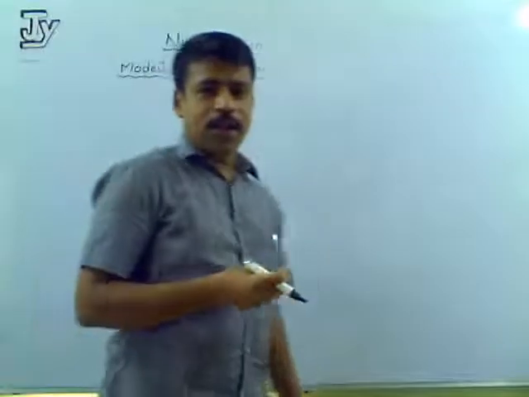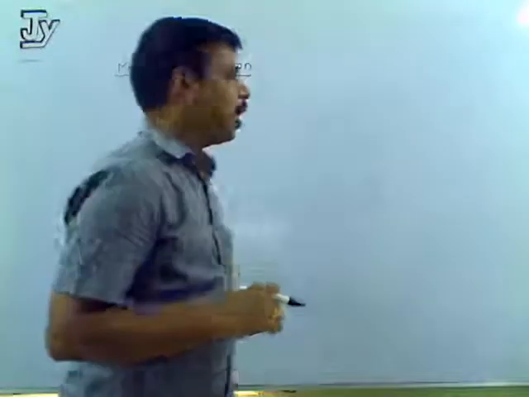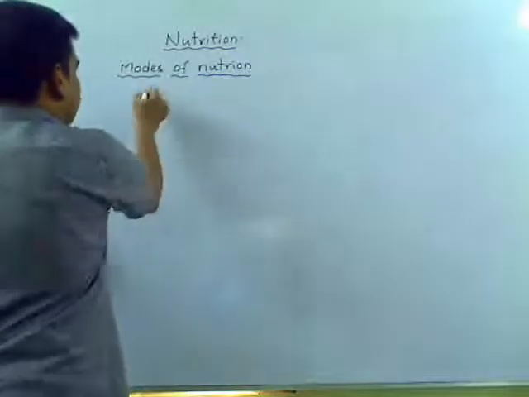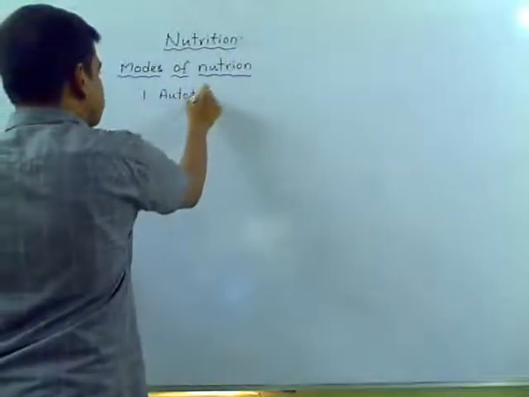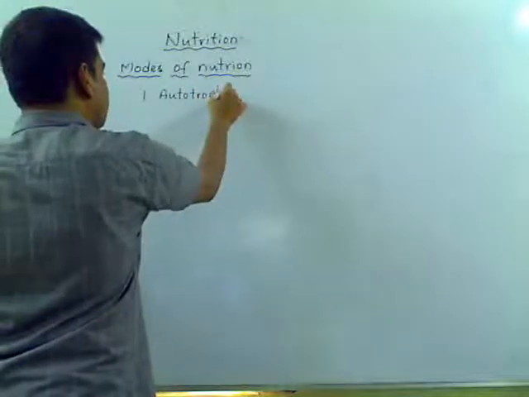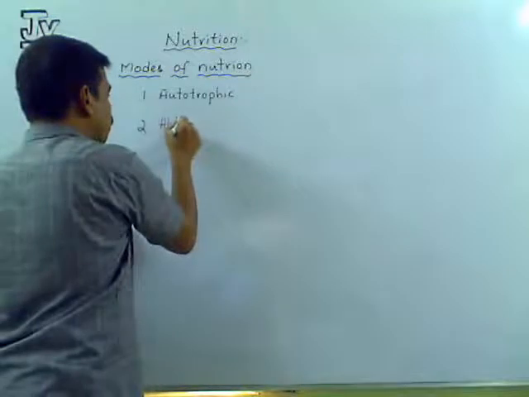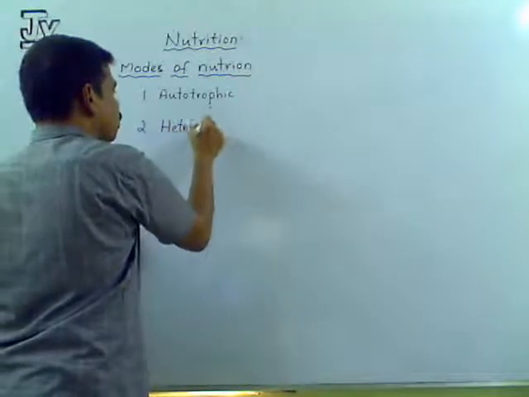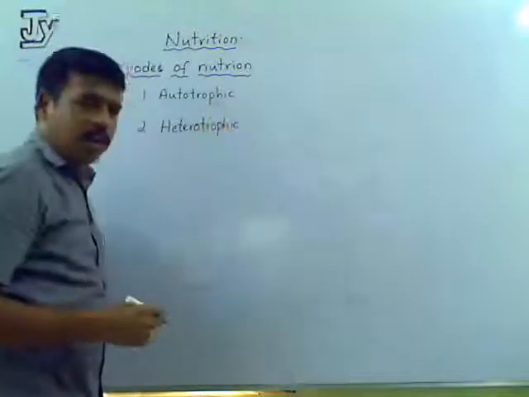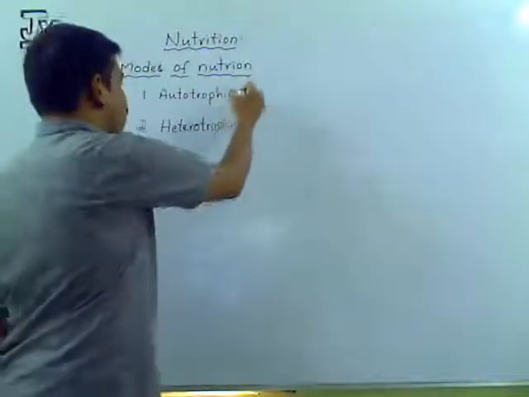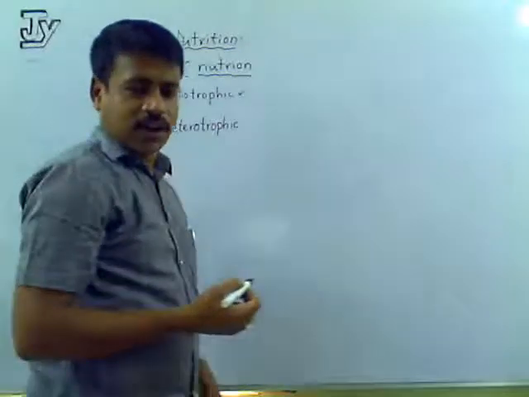Based upon how food is taken by organisms, there are mainly two modes. One is autotrophic nutrition, and the second one is heterotrophic nutrition. So now we are going to discuss autotrophic nutrition. What is autotrophic nutrition?